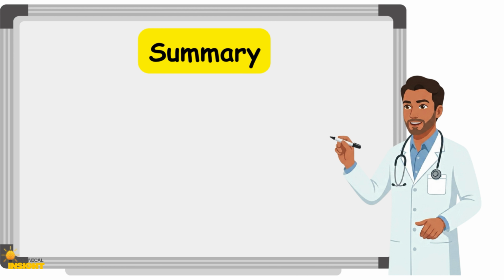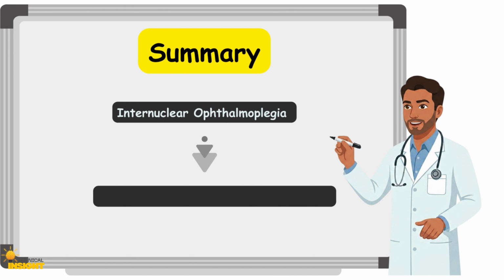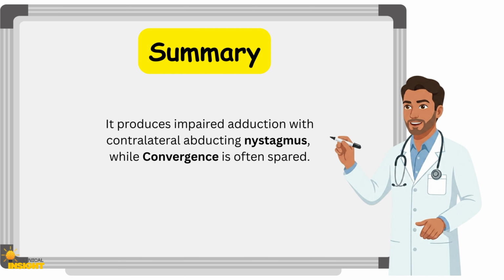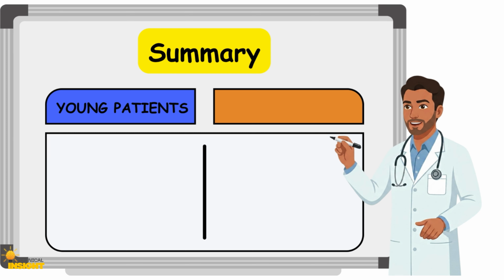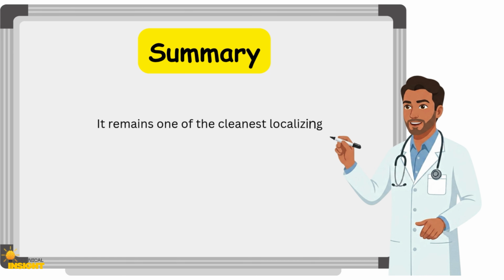To summarize, internuclear ophthalmoplegia is caused by a lesion of the medial longitudinal fasciculus. It produces impaired adduction with contralateral abducting nystagmus, while convergence is often spared. In young patients with bilateral findings, think demyelination. In an older patient with acute unilateral findings, think brainstem infarct. It remains one of the cleanest localizing brainstem signs we have.